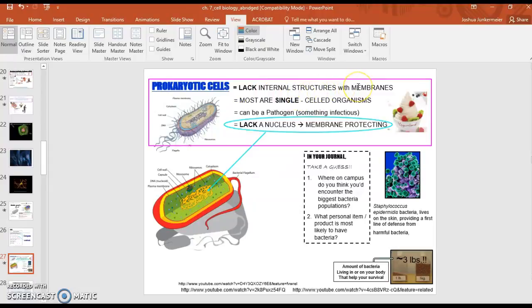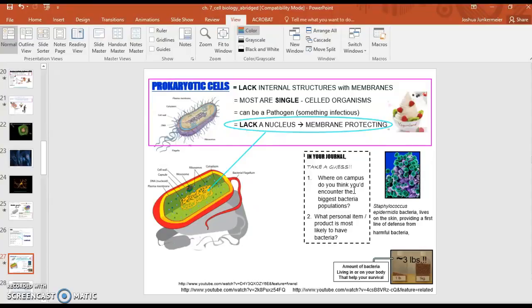Prokaryotic cells lack these membranes. They lack any membranes that create barriers or surround certain parts of the cell. It says most prokaryotic cells are single-celled, and they can be pathogens, causing infections. Let's look. In your journal, it says take a guess, otherwise known as a hypothesis. So number 1 for slide 27, it says, where on campus do you think you'd encounter the biggest bacteria populations? So where do you think is the most bacteria-ridden, the one that's most likely to contain lots of bacteria? Where do you think? Anywhere on campus, where would you expect?